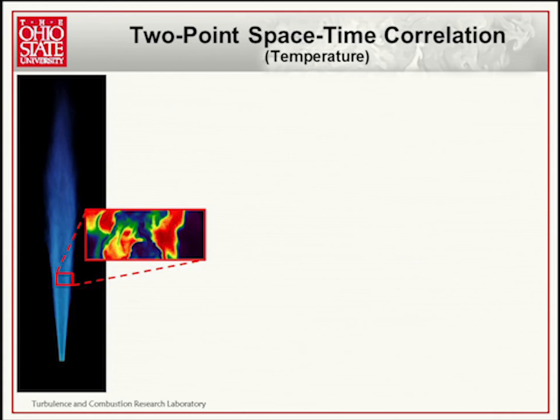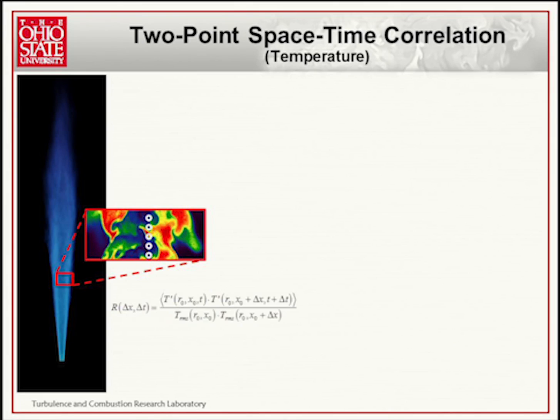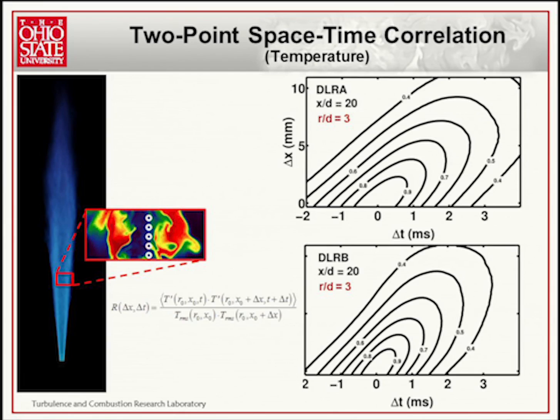One thing that we've tried to do is exploit the two-dimensional aspect, to now start looking at two-point space-time correlations. And so the whole idea, it's a little small, is instead of autocorrelation, we're going to look at the correlation between any origin point, call it here, R naught and X naught, and its displacement in space and in time. Okay? And so here's an example from DLR-A and DLR-B, at an axial position of 20 diameters.